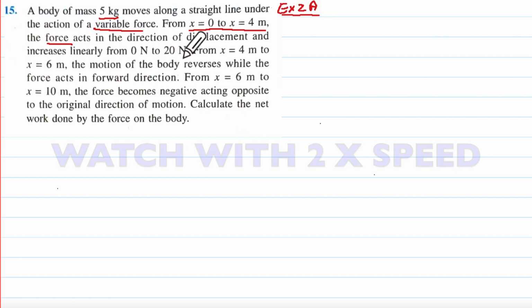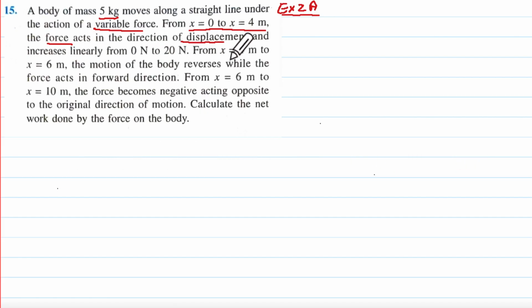The force acts in the direction of displacement, which means theta is equal to 0 degrees, and the force increases linearly from 0 to 20 Newton. From x equal to 4 to x equal to 6, the motion of the body reverses, which means your displacement is going to be opposite to the direction of the force, and the force acts in the forward direction. So the force is not changing the direction, but the displacement is opposite.